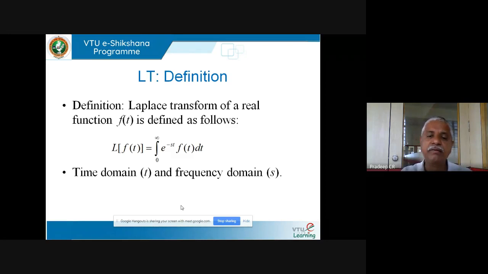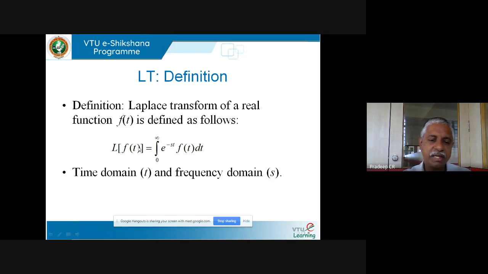Laplace transform of a real function f(t) is defined as L of f(t). Please note the notation. Previously, I used to write it. I have defined I of f(t). Similarly, I want to define L of f(t), which is the integral of now not just f(t) dt, but e power minus st f(t) dt. And since integration is with respect to t, the integral limits are from 0 to infinity. That means here t equals 0 to infinity.